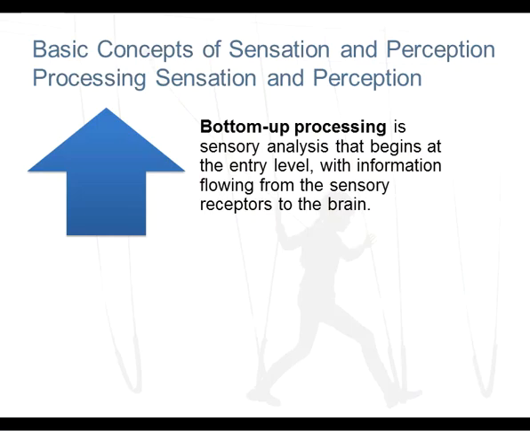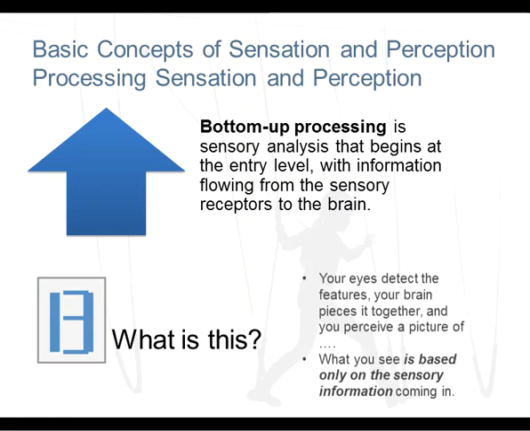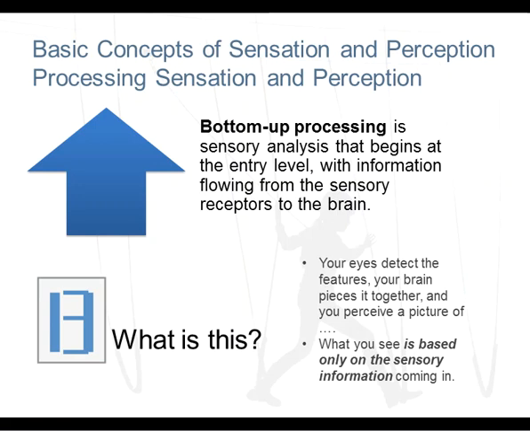So let's look at it more closely. So again, with bottom-up processing, sensory analysis begins at the entry level with information flowing from the sensory receptors to the brain. So look at the item I just put on the screen. What is it? So basically, your eyes detect the features, your brain pieces it together, and you perceive a picture of whatever you're going to call it. What you see is based only on sensory information coming in. So we're building it up, the process, and that's what we're going to use. The sensory input is what we're going to use to make a determination as to what it is.